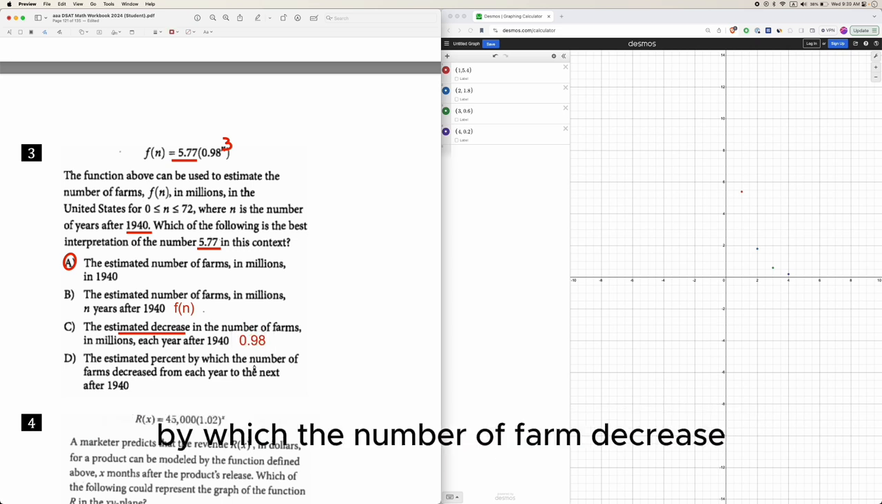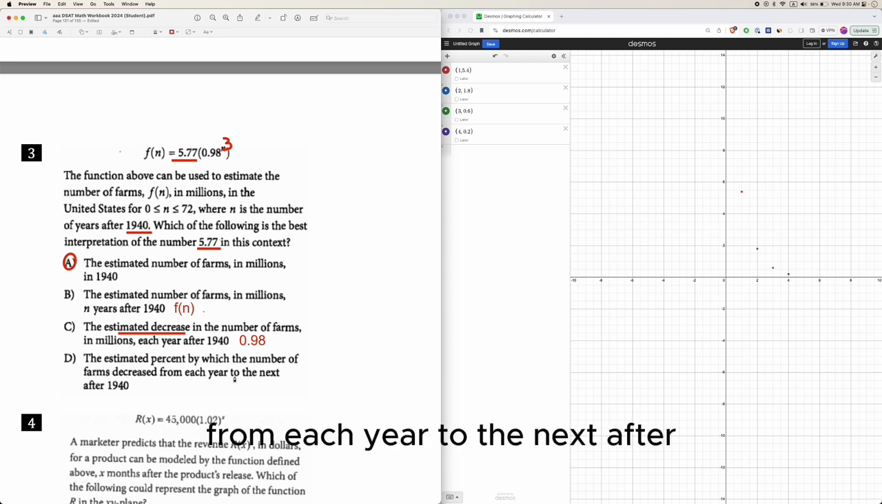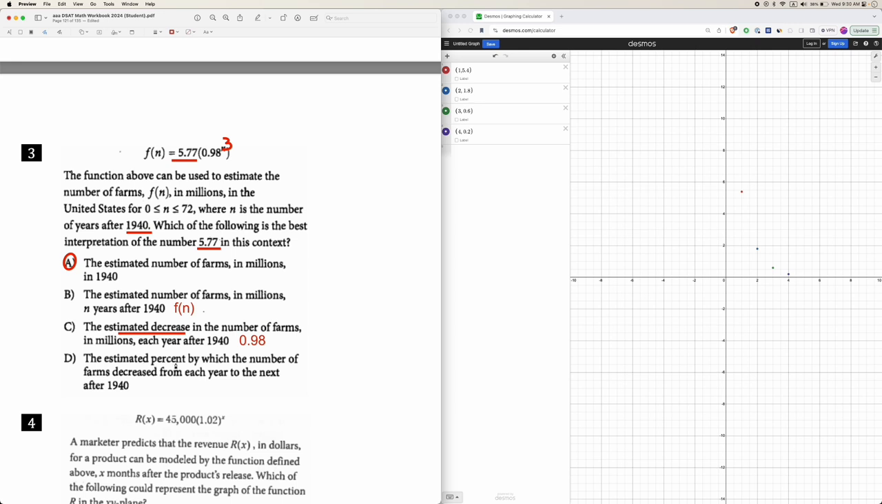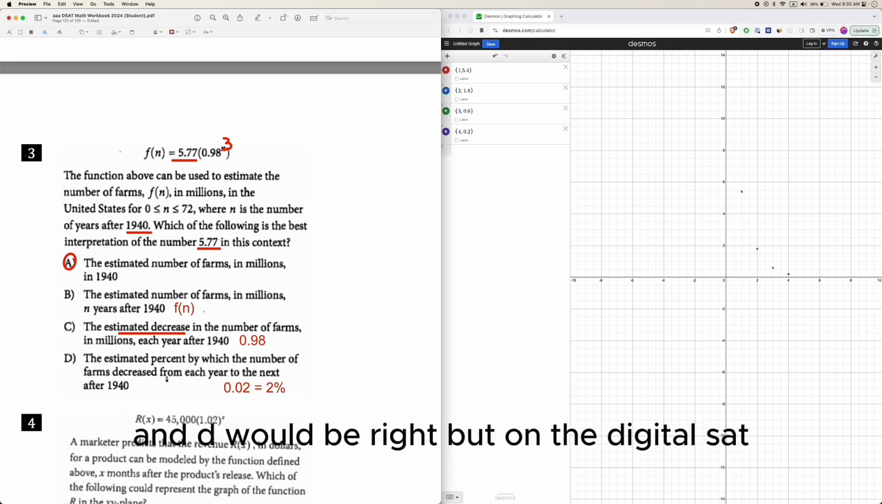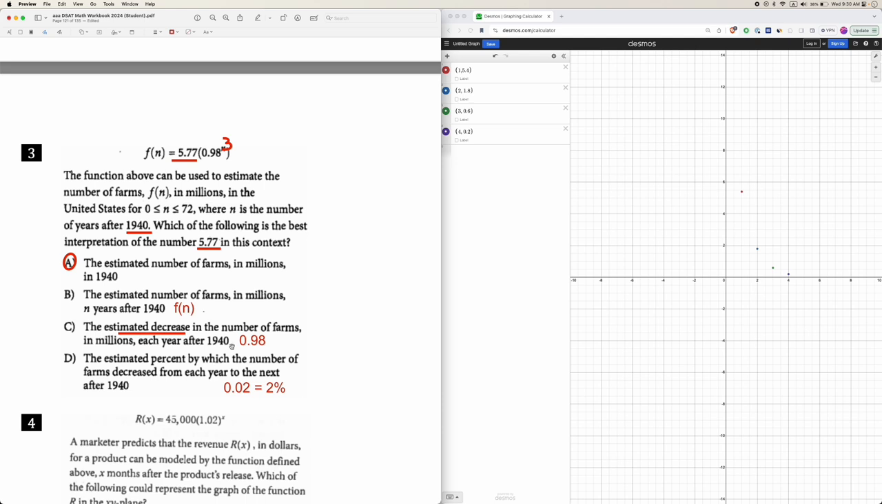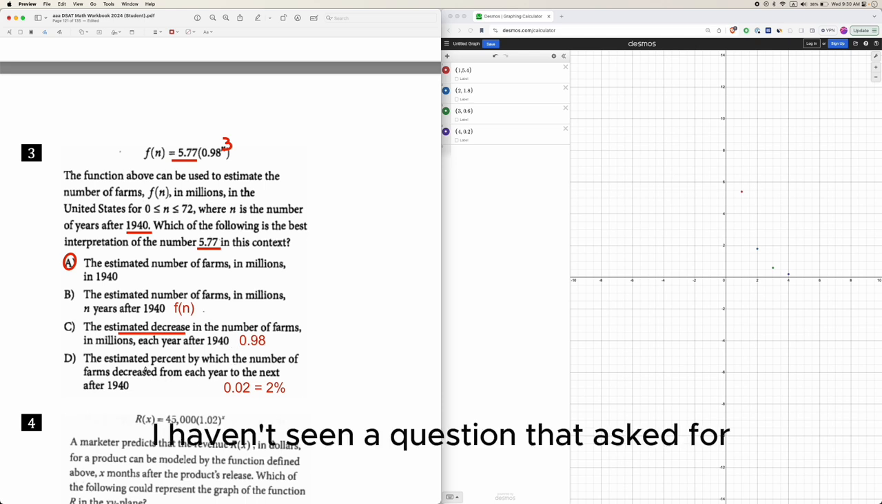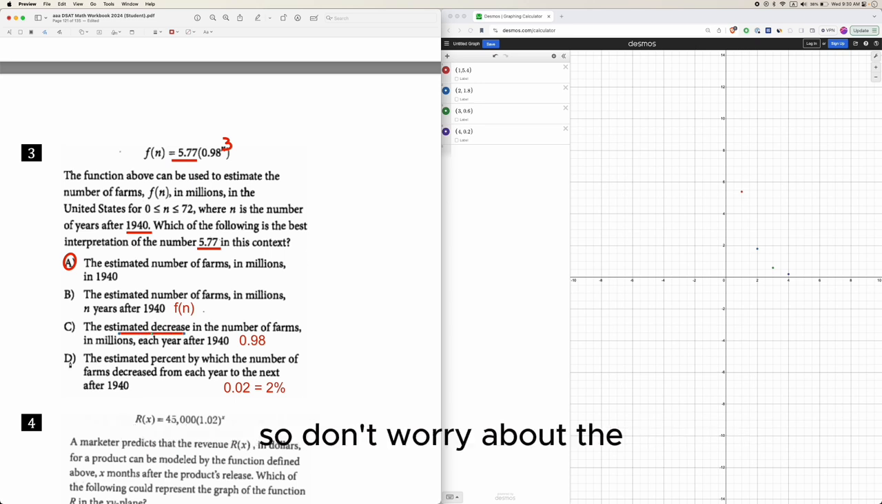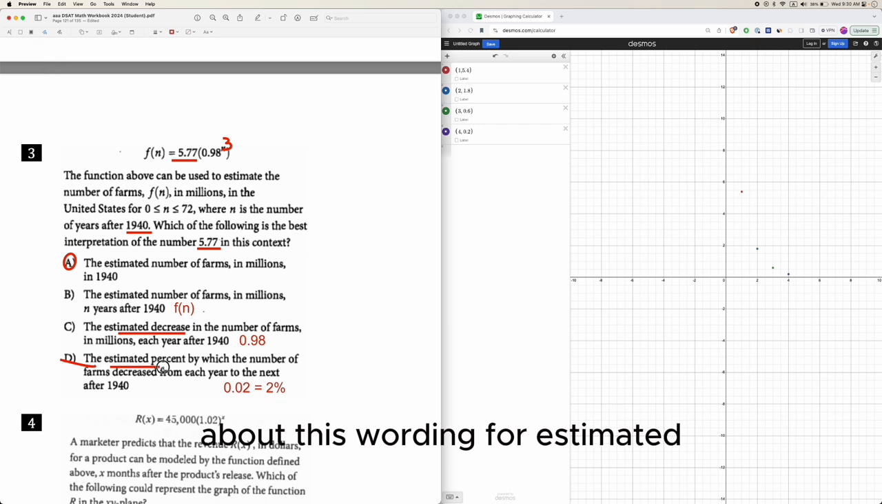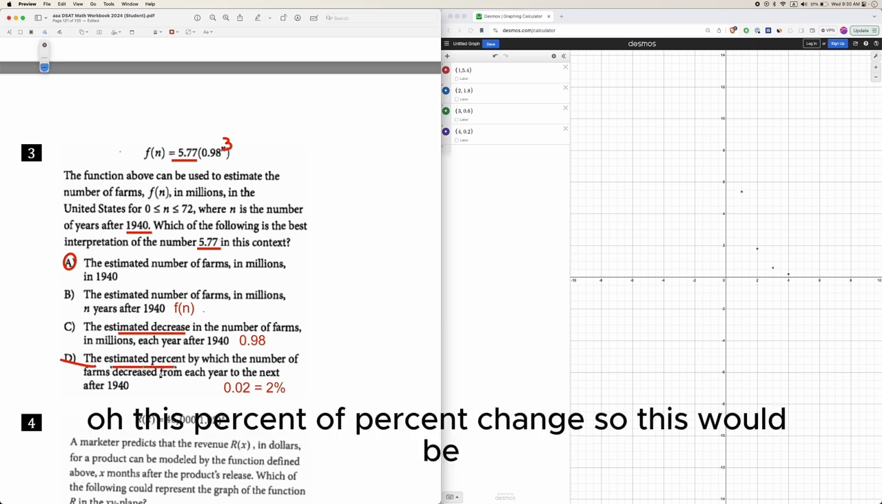The estimated percent by which the number of farms decreases from each year to the next, and the percent would be 1 minus this. So if the question asks what 0.02 or 2% means in the context, then D would be right. But on the digital SAT, I haven't seen a question that asks for estimated percent change. It's always the estimated decrease or increase. So don't worry about D, about this wording for estimated percent. This is percent, not percent change.